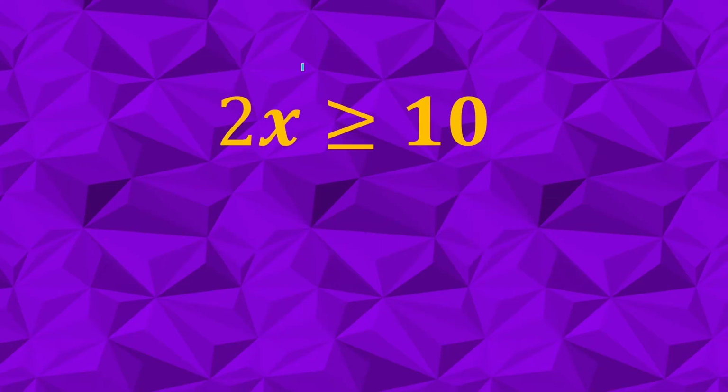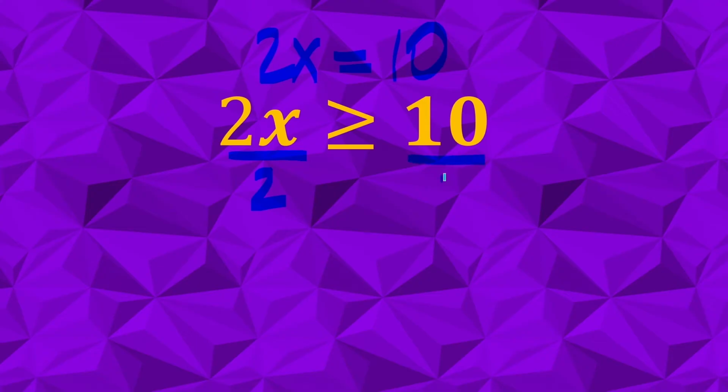So first things first, treat inequalities as if they were just equations. So assume that 2x is just equal to 10. What would you do in this situation? You would divide both sides by 2, right? So then you get x is greater than or equal to 5. Congratulations, you just solved your first inequality.